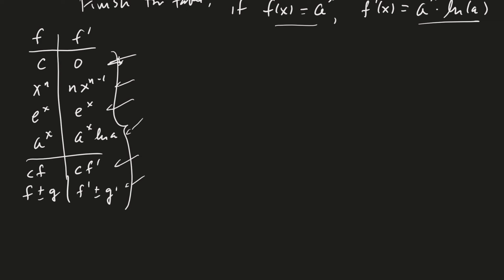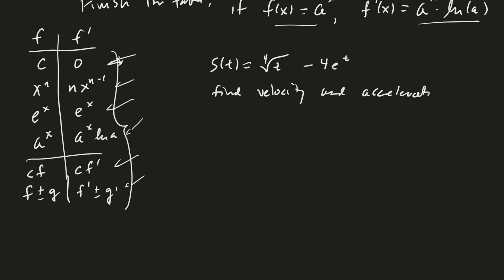So how about, let's see, how about if s of t is equal to the fourth root of t minus 4e to the t, find the velocity and the acceleration. All right, so velocity is going to be the derivative of the position function, the s of t.